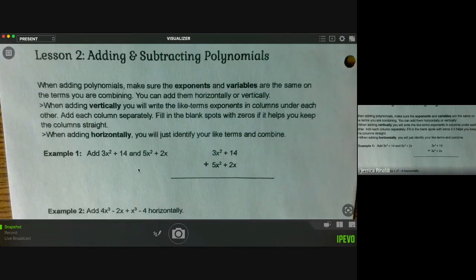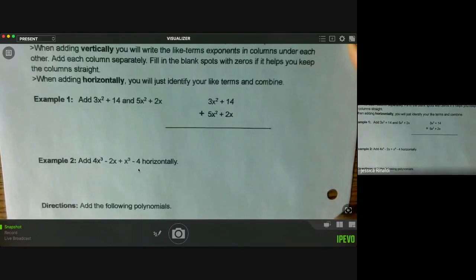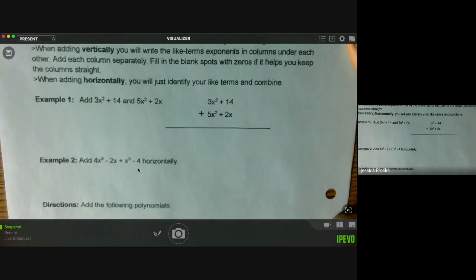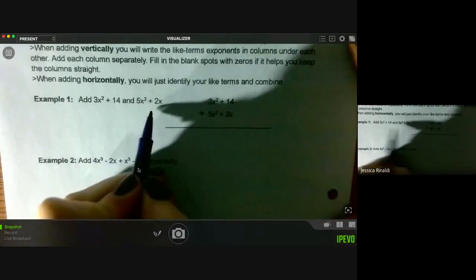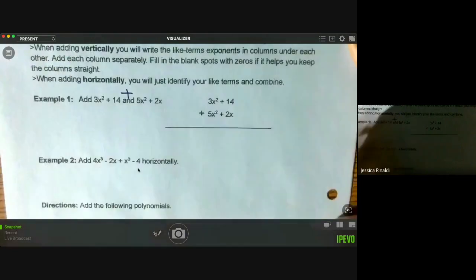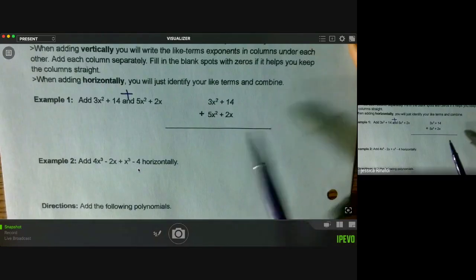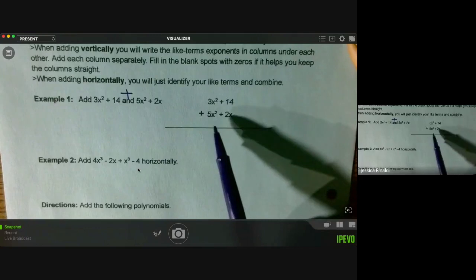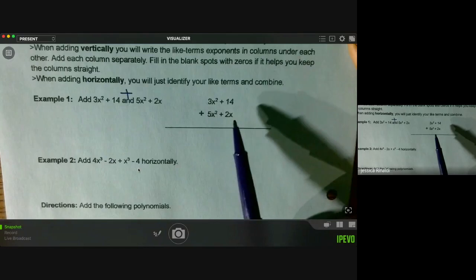So in example 1, I'm going to slide this up a little bit. It says add 3x squared plus 14 and 5x squared plus 2. So they want you to add these two expressions together. They're two binomials that you're adding. So where it says and, that's like your big plus sign. You want to add those two together. Okay? Now, the first way I have it set up is vertically, up and down. Notice I have my 3x squared and my 5x squared above each other, right? One on top of the other. These two don't match up.